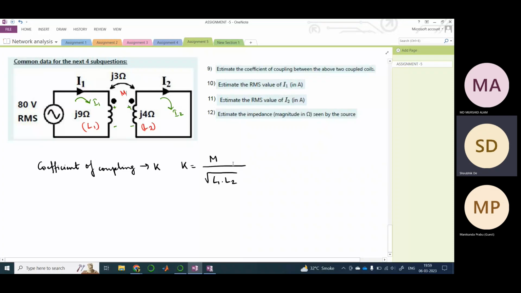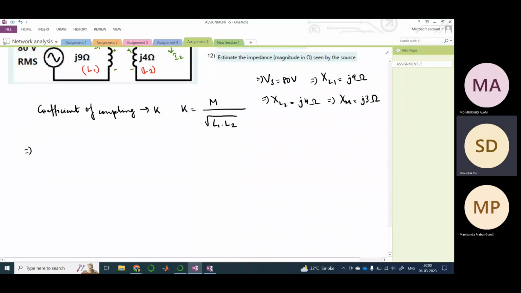Now here you can see, Vs is 80 volts, XL1 is j9, XL2 is j4, and XM is j3. We don't have the values of inductances; we have the values of inductive reactances. Therefore, how do we calculate the coefficient of coupling, K? It is pretty simple.